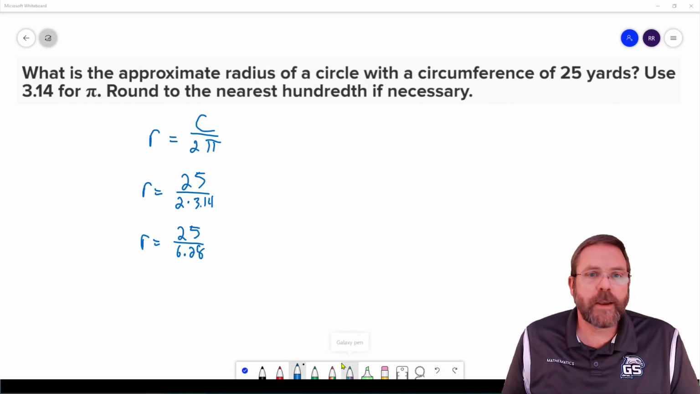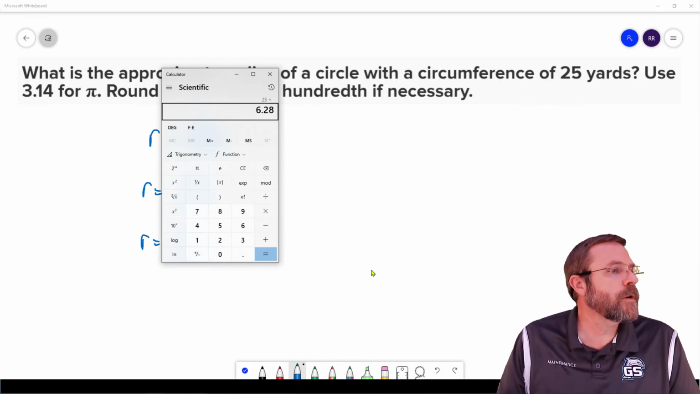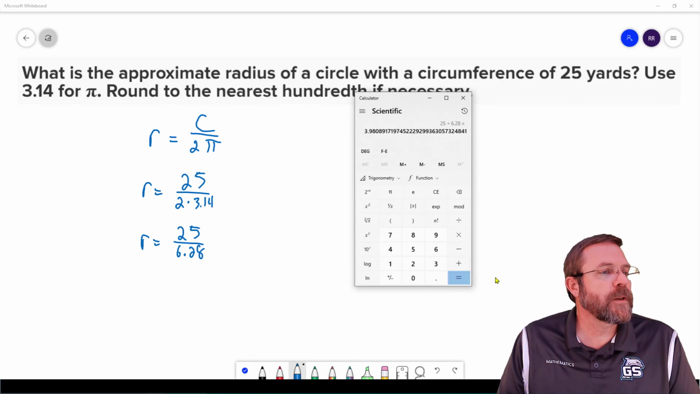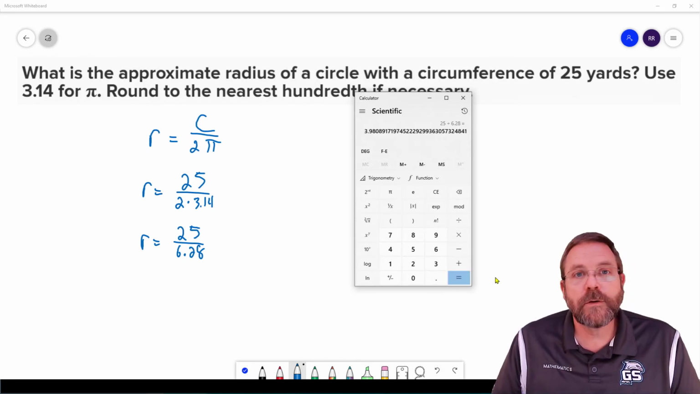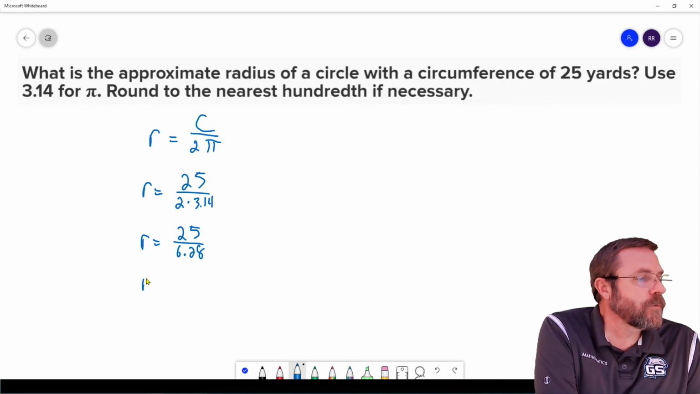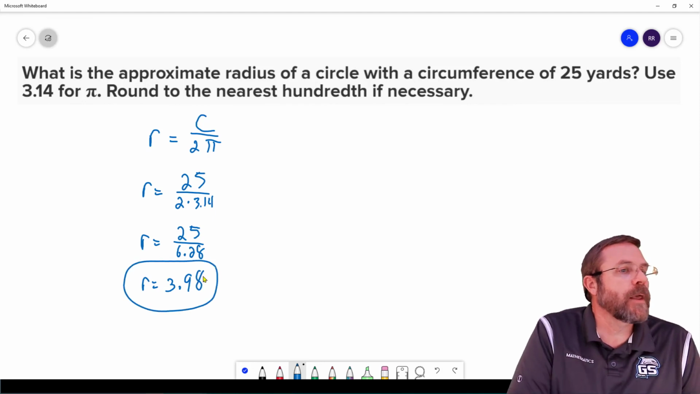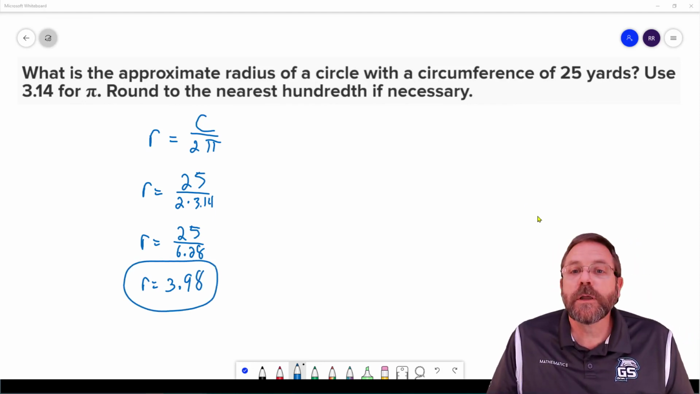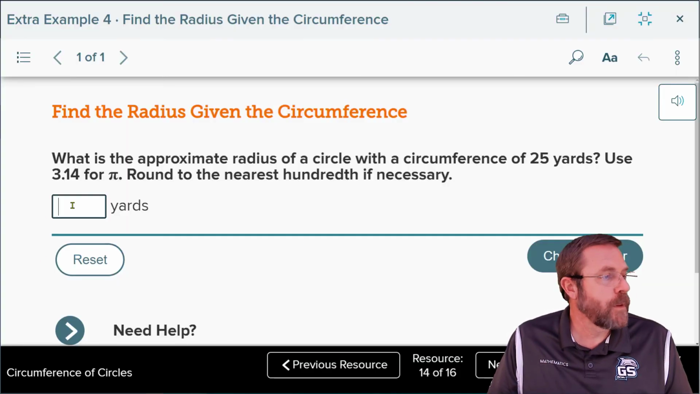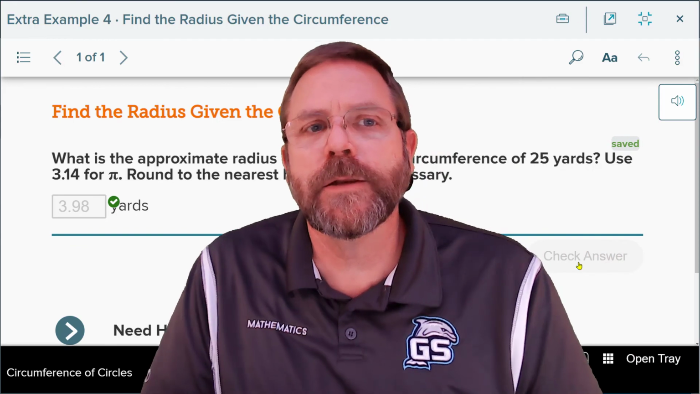Go ahead and bring up that calculator, which is right here. 25 divided by 6.28. That's going to give us an answer rounded to the nearest hundredth of 3.98. So the radius is going to be approximately 3.98, and that is going to be yards. Jump back over here, 3.98. Check the answer, and it checks.